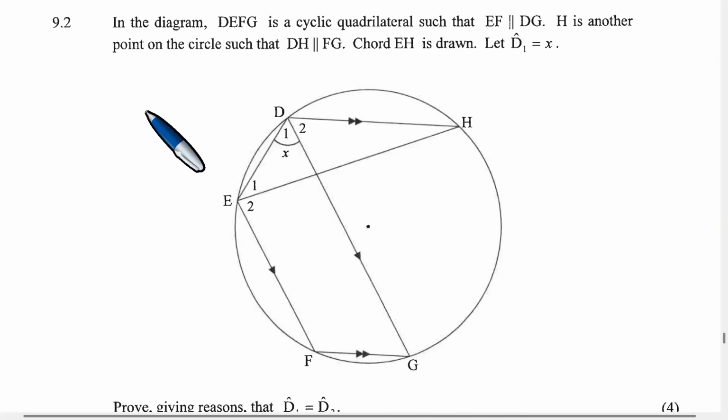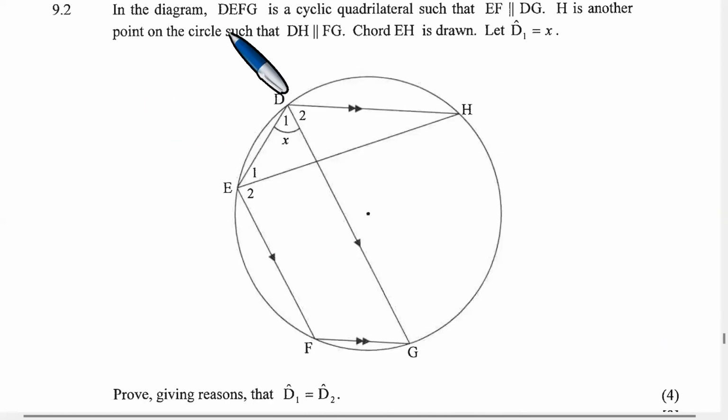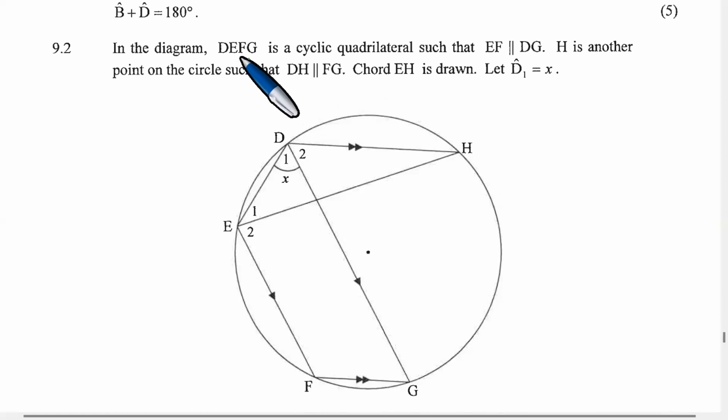In the diagram, DEFG is a cyclic quadrilateral such that EF is parallel to DG. H is another point on the circle such that DH is parallel to FG. Chord EH is drawn.